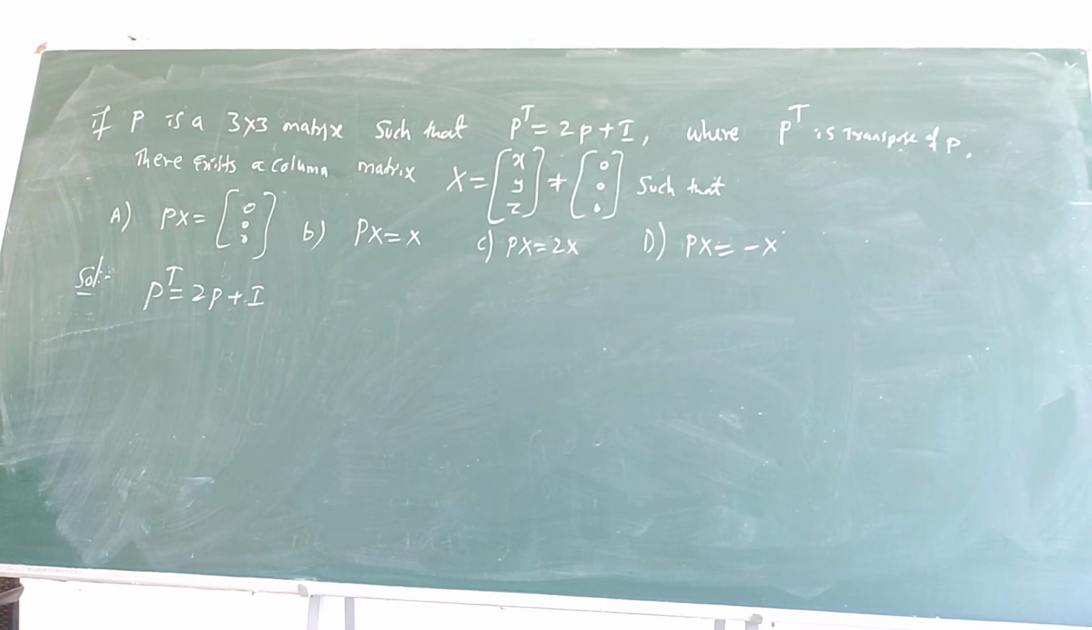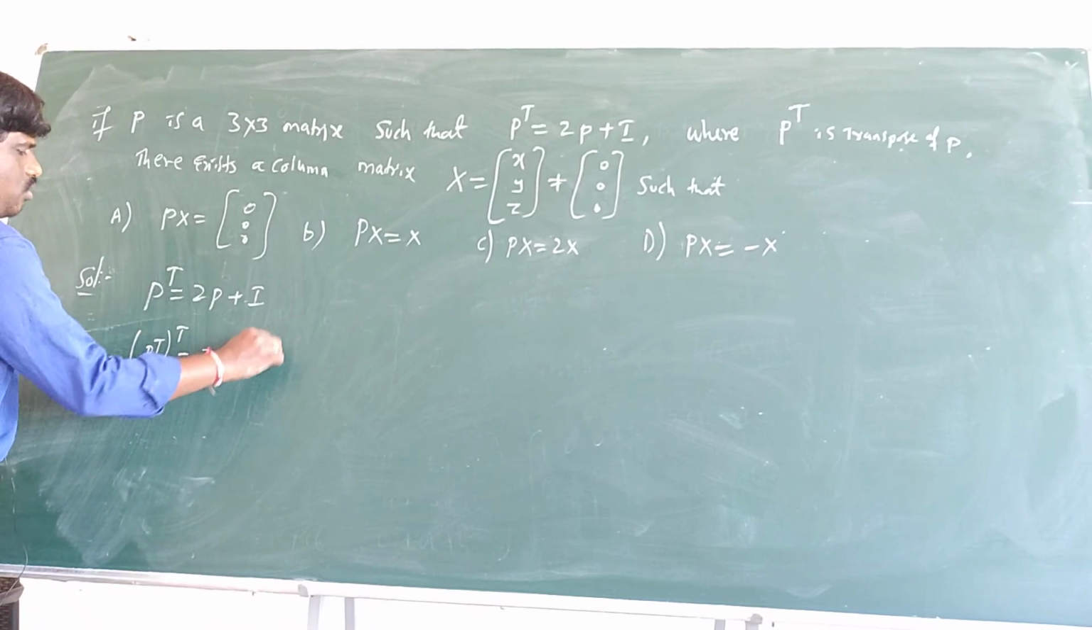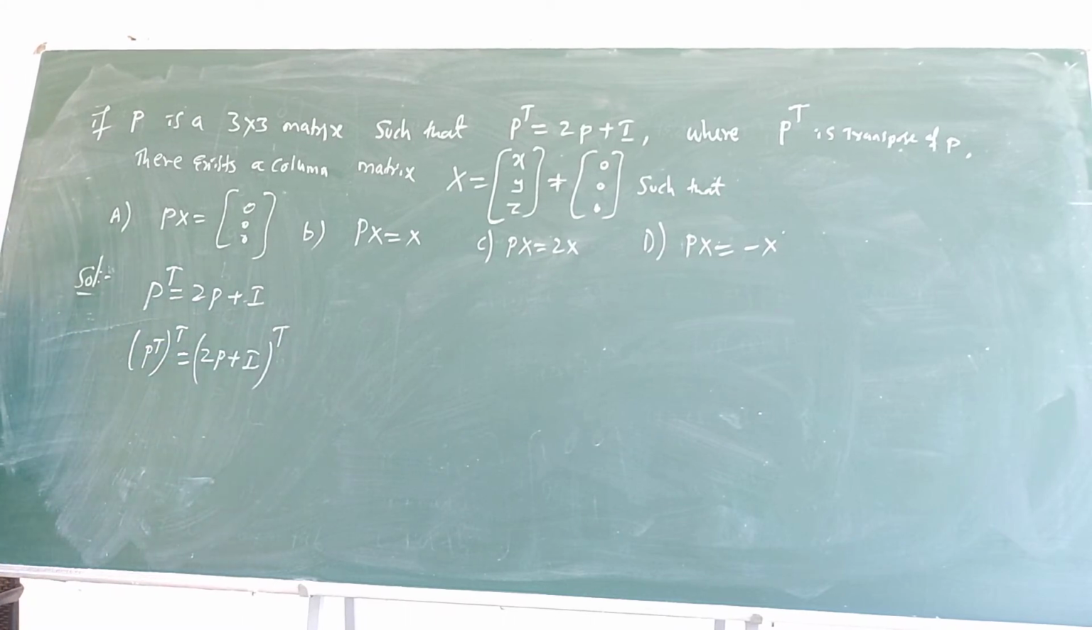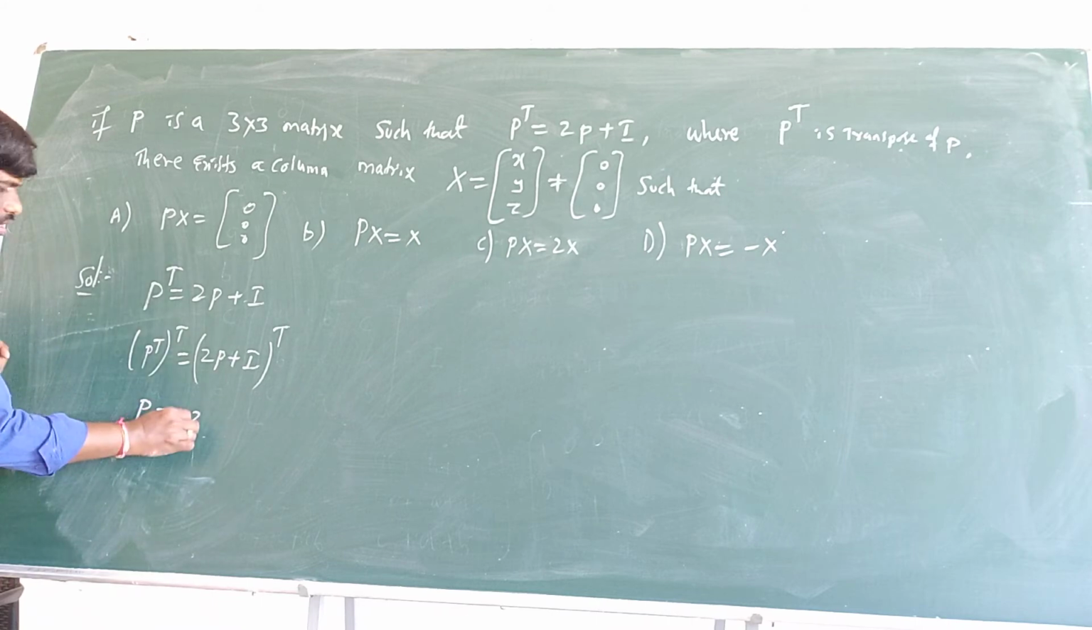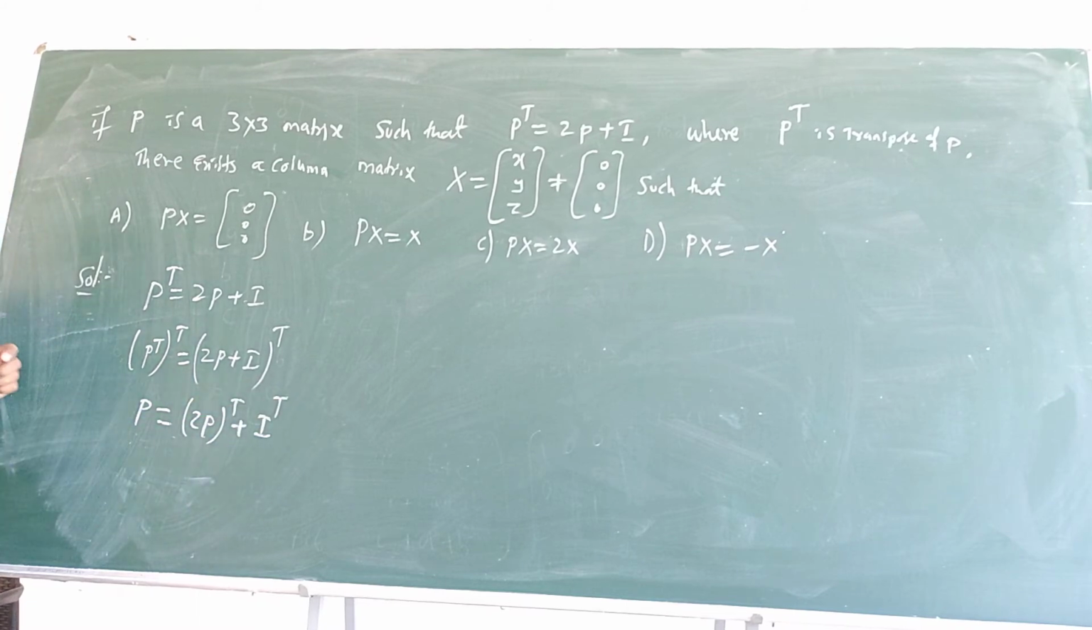Apply transpose on both sides. So P transpose whole transpose is equal to 2P plus I whole transpose. Applying transpose properties, which I explained: A transpose whole transpose is what? A. So P transpose whole transpose is P. Now if you have A plus B whole transpose, what is it? A transpose plus B transpose. So what I get here is 2P transpose plus I transpose.